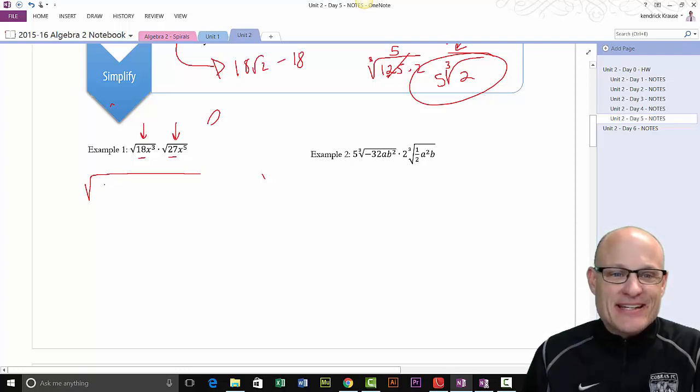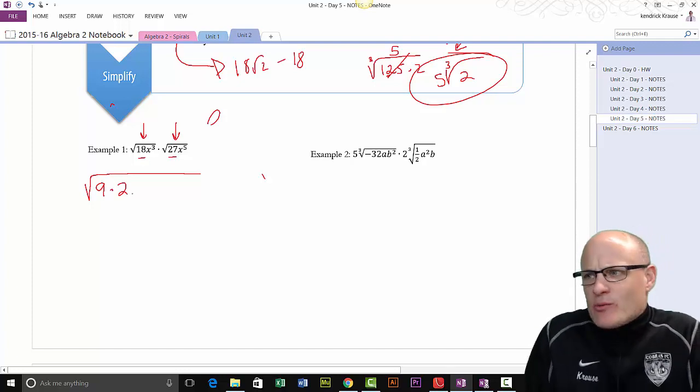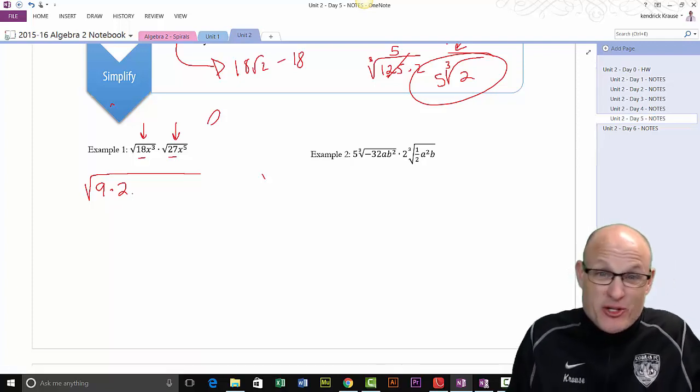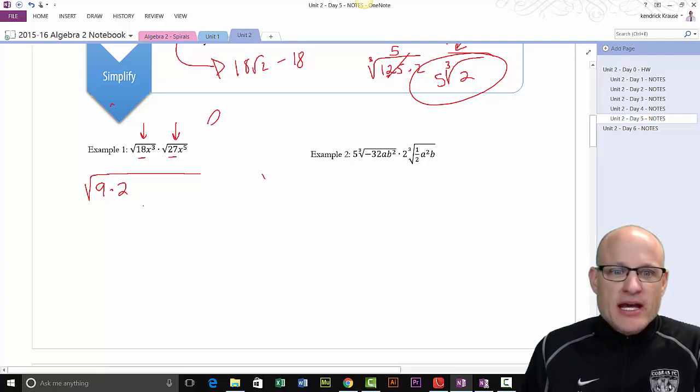I'm going to take 18, and I know that's 9 times 2. I pick 9 because 9 is a perfect square. It doesn't make any sense to be working with square roots and not use perfect squares, or perfect cubes later on with cube roots. You see what I'm saying? And then times, now I'm going to do the 27.